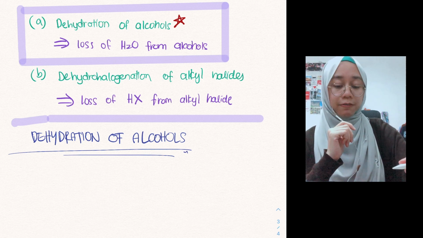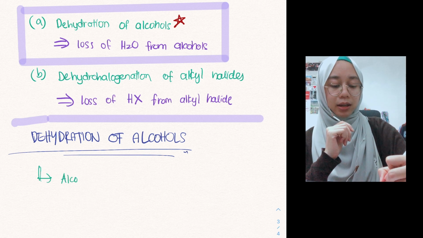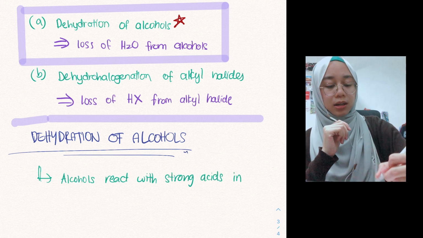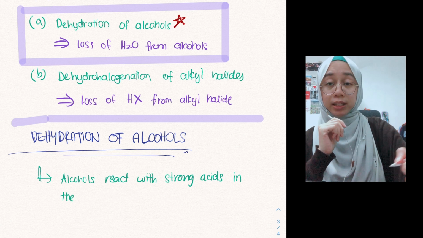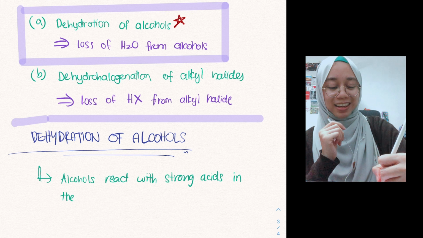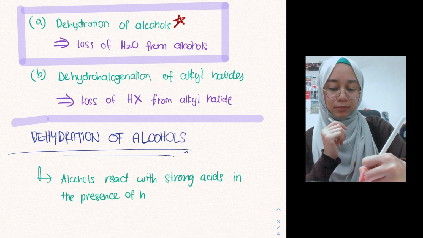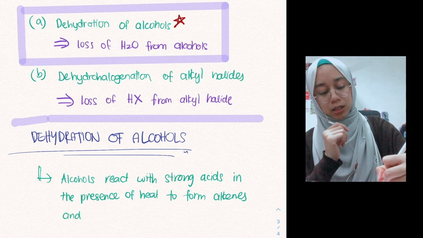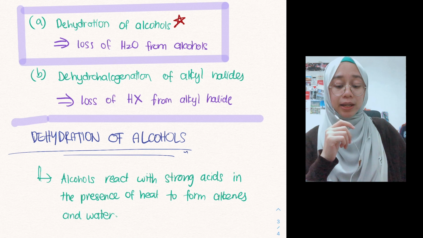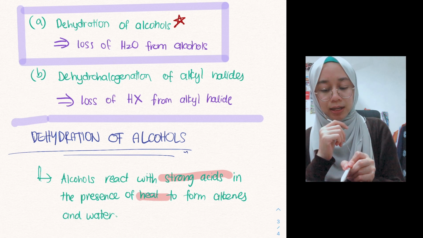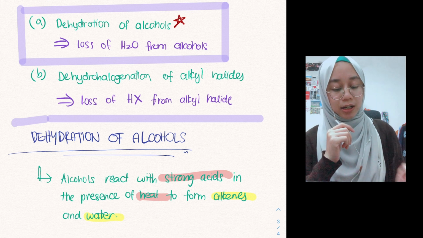Okay, so what exactly happens for dehydration of alcohol adalah alcohol nanti akan react with strong acid. Example of strong acid, later on kita akan tengok. Strong acid ni dia bukan setakat perlukan strong acid, but at the same time it needs heat sekali, in the presence of heat to form alkenes and water. So daripada alkohol, bila dia react dengan strong acid, and then ada heat, apa yang kita akan hasilkan adalah alkenes and also water.